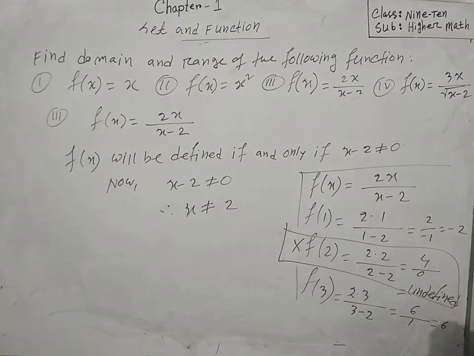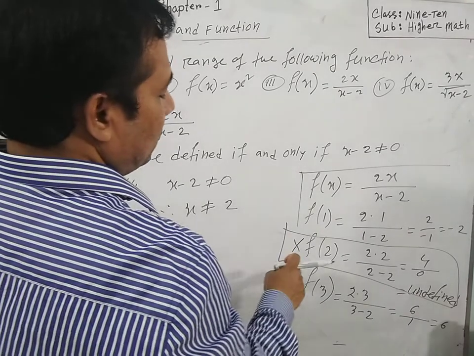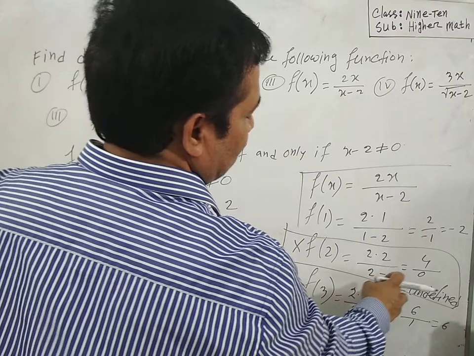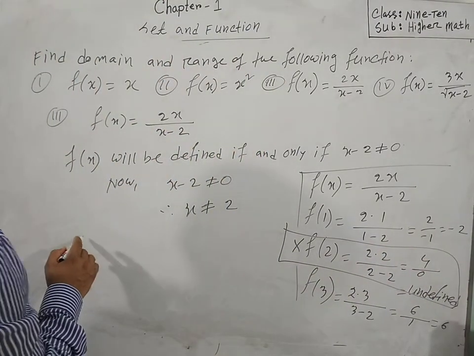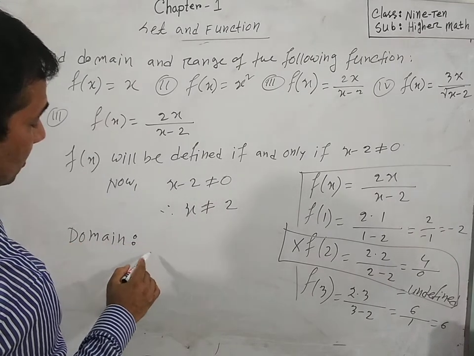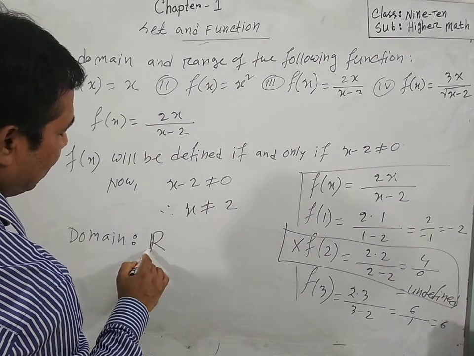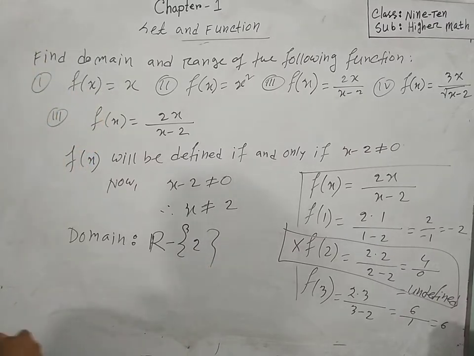Except 2, all real values are the domain of this function. Do you understand? Because when the value of x equals 2, the result is undefined. So we deduct 2. We can write domain equals all real values, meaning R minus 2, or all real values except 2. Okay.